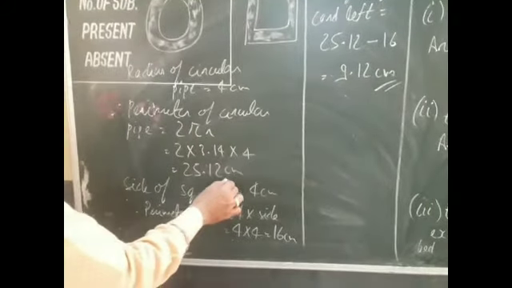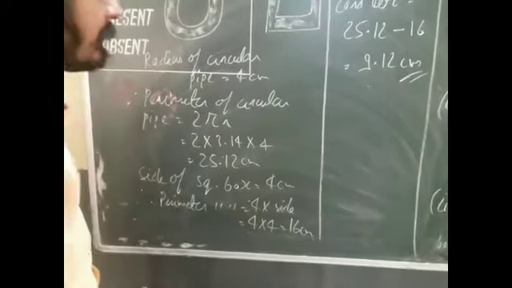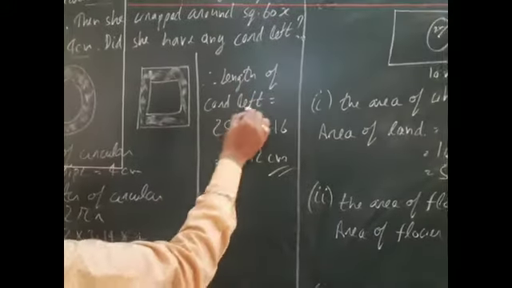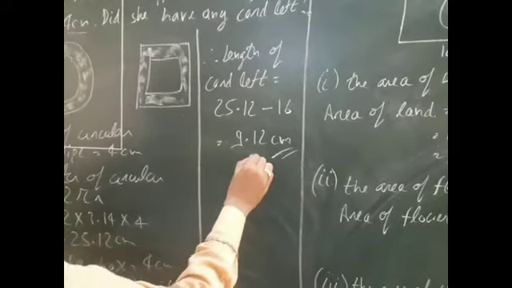So you can see that on the circular portion she has used 25.12 centimeter, and on the square portion she has used 16 centimeter. That means cord is left. How much is left? Therefore, length of cord left equals 25.12 minus 16, that is 9.12 centimeter.